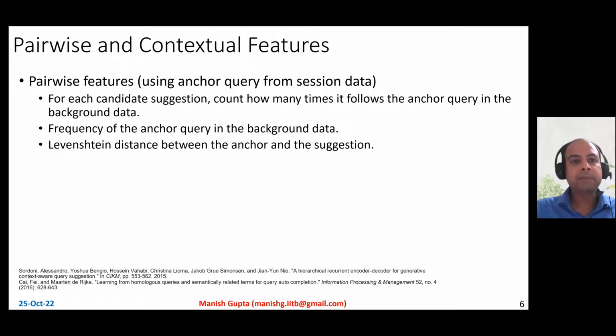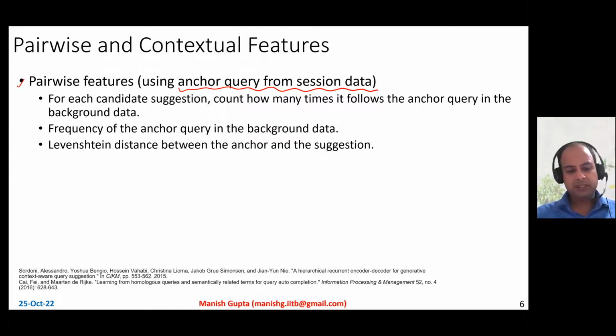Very intuitive, right? The third kind of features are pairwise features, which have to do with the anchor query from session data. So the current user is in some session. Let's say the user has typed in 5 queries. You take the previous query and call it the anchor query. And the user is typing in a prefix for the current query. Right? So there is a candidate suggestion, and you want to decide where to rank this candidate suggestion. Pairwise features are going to be very meaningful in such a case.